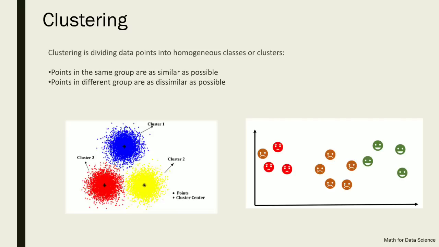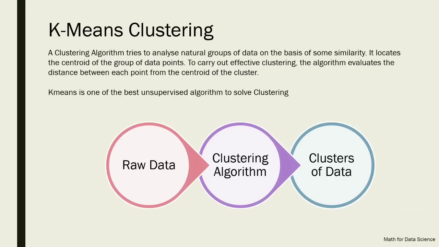The main features of clusters are that points in the same group are as similar as possible and points in different groups are as dissimilar as possible. When you get a new data set, you will see how it is implemented and how clusters are made. Now, one of the techniques of clustering is k-means clustering, where k is the number of clusters. A clustering algorithm tries to analyze the natural groups of data on the basis of some similarity.